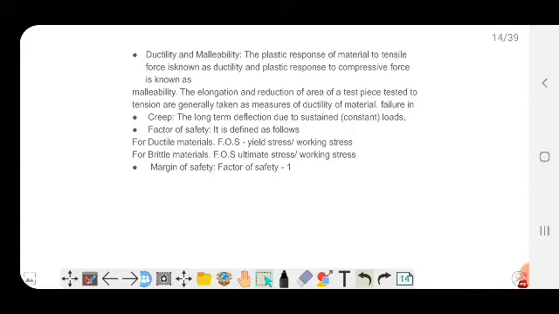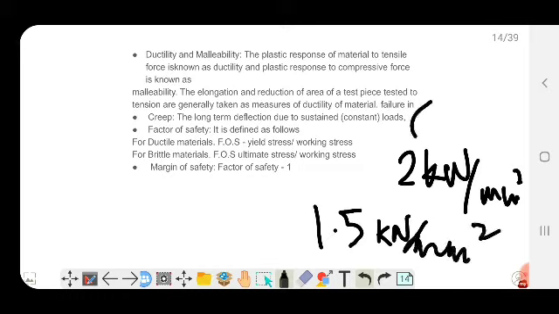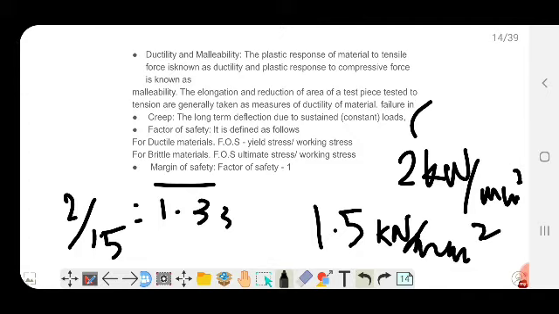And factor of safety: if we consider a material that yields at some stress, say 2 kilonewton per millimeter square, we will make sure that the stress on it is not allowed to exceed 1.5. This 1.5 is the working stress, and 2 is the yield stress. So the factor of safety is 2 by 1.5, or 1.33. Margin of safety is that minus 1.